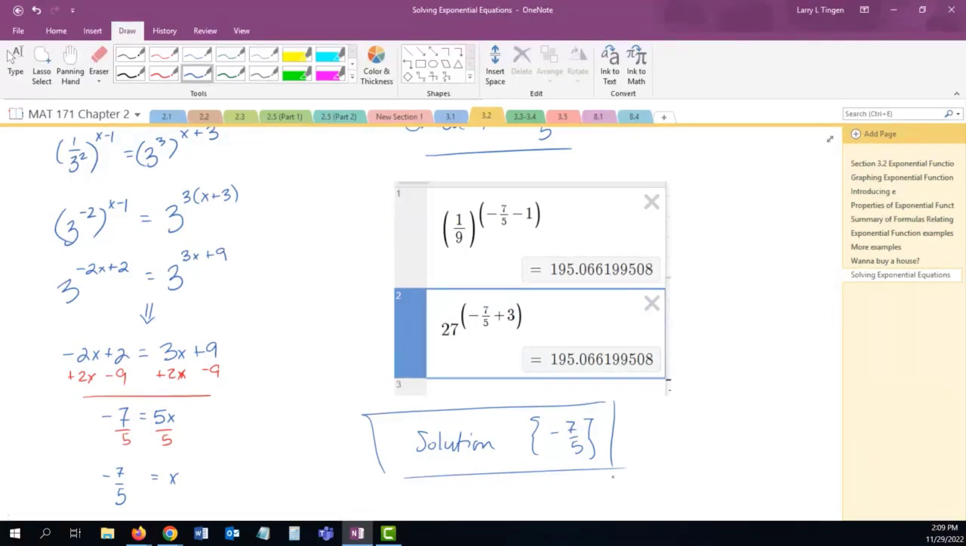All right, so that is the bulk of 3-2, or that's all of 3-2. Any questions?